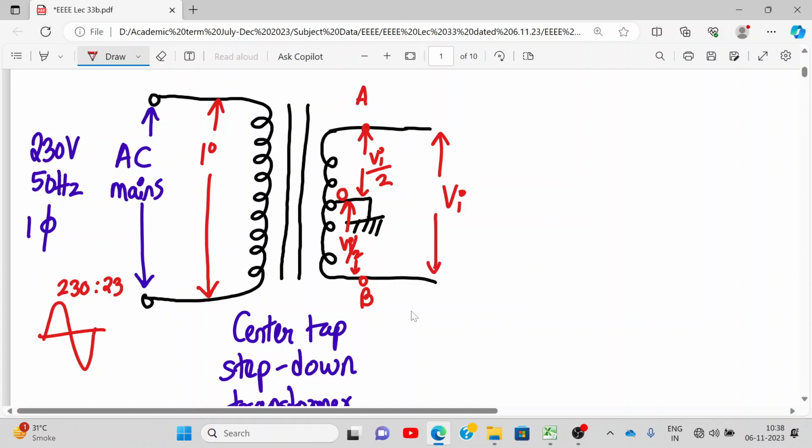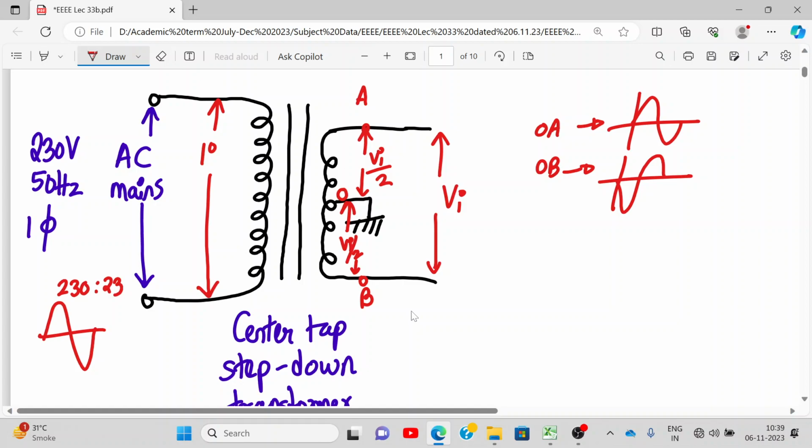But what's the difference? At O and A, you get the waveform like this. And at O and B, you get the waveform out of phase. That's the difference. So at the end, if you take it together between A and B, it will be like both the waveforms, 0 to 23.